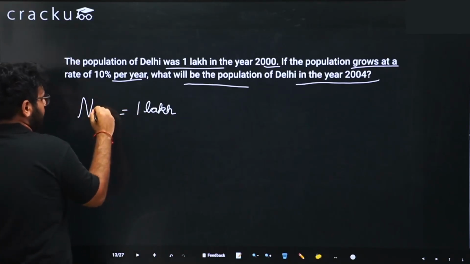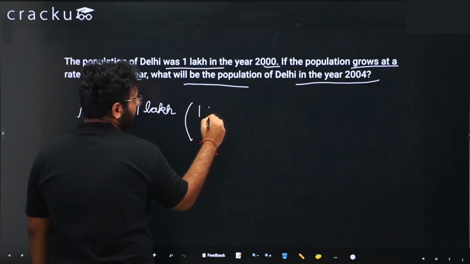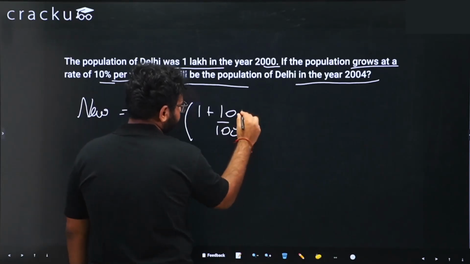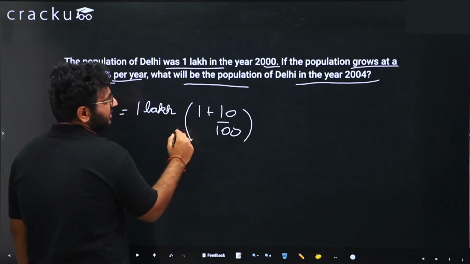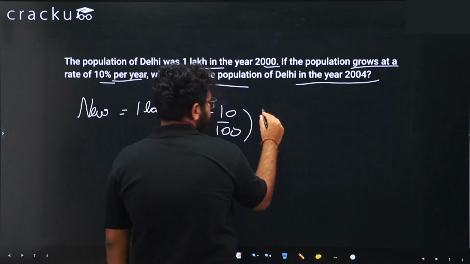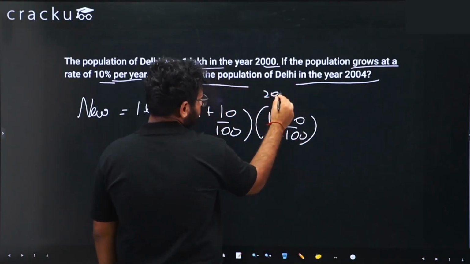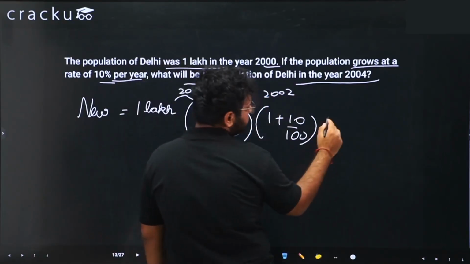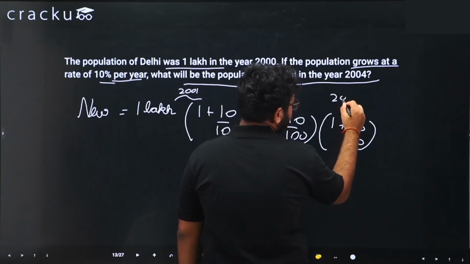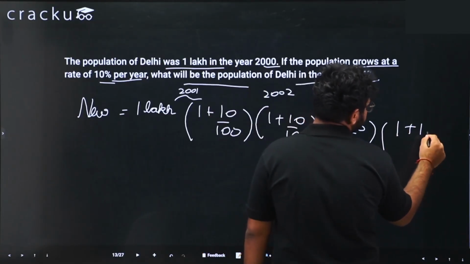So the new population in 2004 would be 1 lakh into 1 plus 10 by 100, since it is increasing by 10% per year. So this will be the population in 2001. Now again increase by 10%, so 1 plus 10 by 100. This is of 2002. Then again increased by 10%, so 2003. And then again increased by 10%, which will be 1 plus 10 by 100.